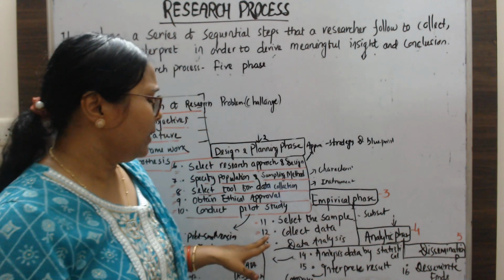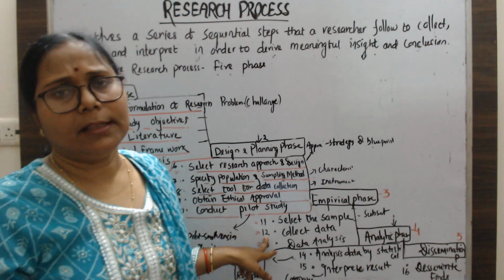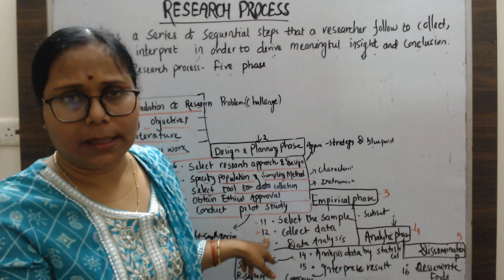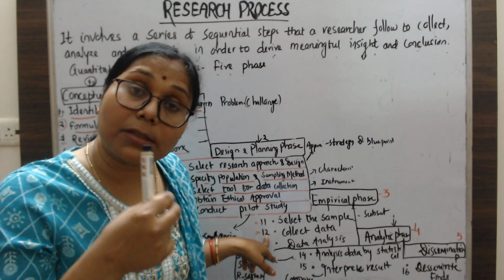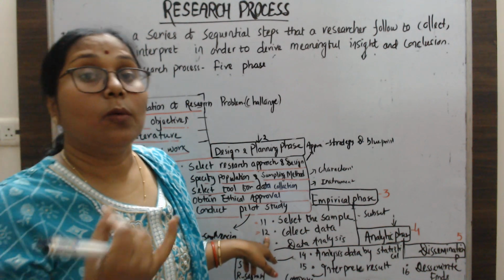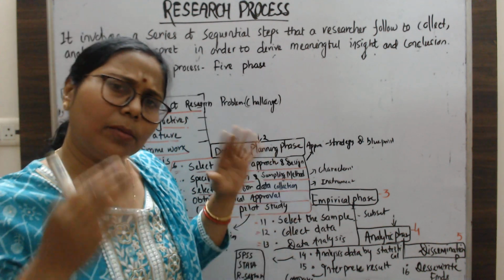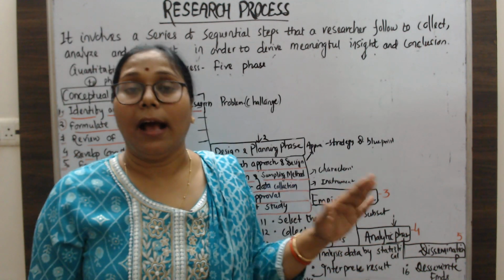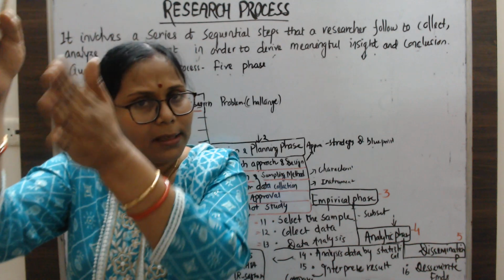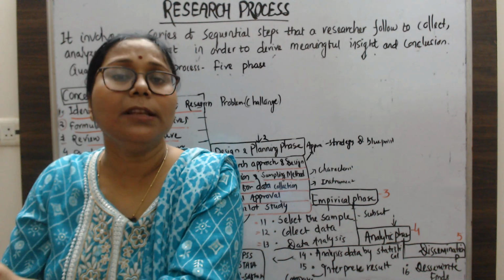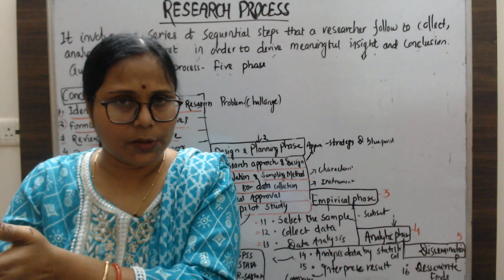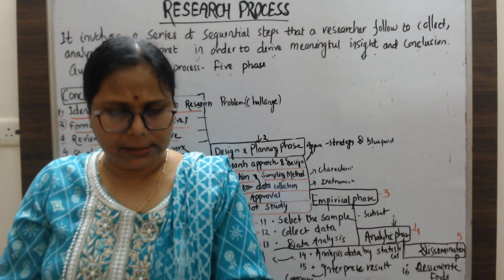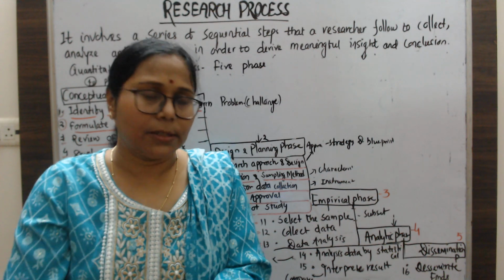Next, the 12th point, collect the data. Data are small pieces of information that will be collected. The researcher determines what data will be collected, when it will be collected, and how it will be collected. That is already pre-planned by the researcher. Next, the 13th step, that is data analysis. After the data is collected, it is put in a sheet for statistical calculation. This is called data analysis. All the data will be put in statistical order, and we go for interpretation and analysis.